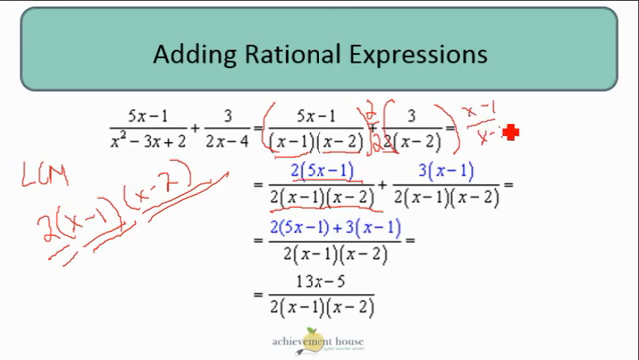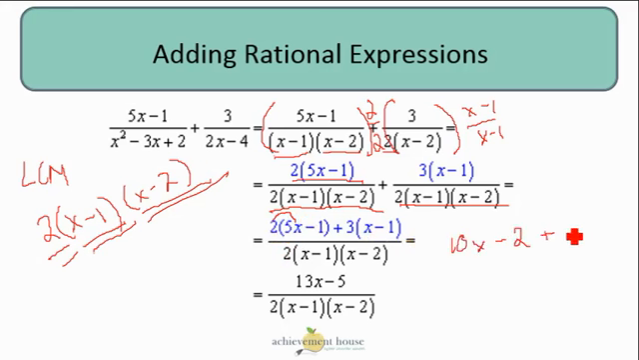So I'm adding 2 times 5x minus 1 plus 3 times x minus 1. Now I need to distribute both of those numbers and then add the two polynomials together. Adding polynomials together is simply combining like terms after we've distributed. So 2 times 5x is 10x, and then 2 times negative 1 is minus 2, and then I'm adding 3 times x, which is 3x, and 3 times negative 1, which is minus 3.